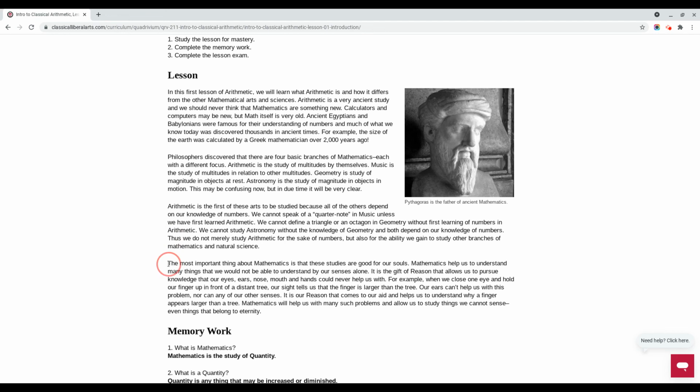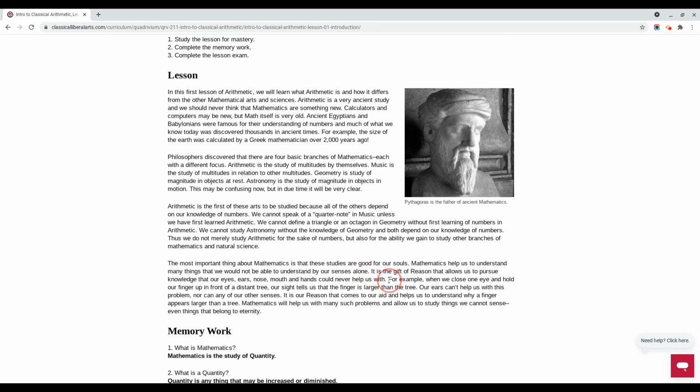The most important thing about mathematics is that these studies are good for our souls. Mathematics help us to understand many things that we would not be able to understand by our senses alone. It is the gift of reason that allows us to pursue knowledge that our eyes, ears, nose, mouth, and hands could never help us with.